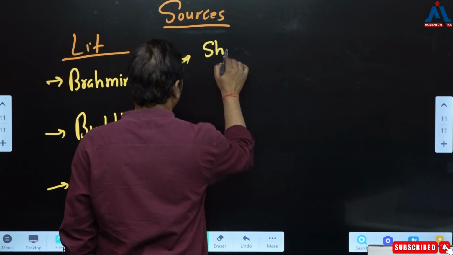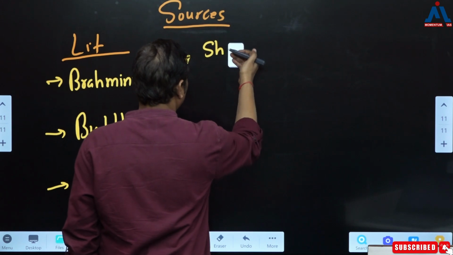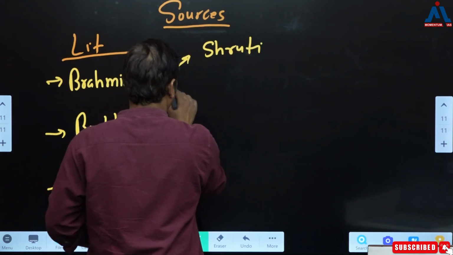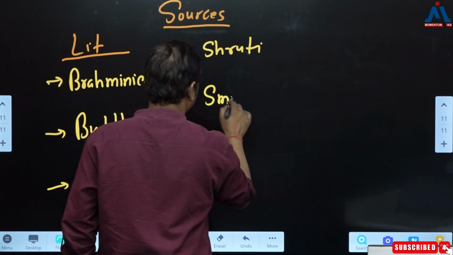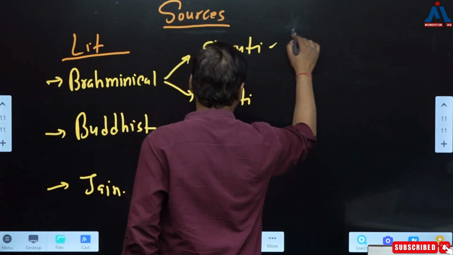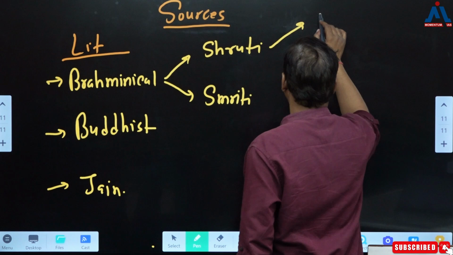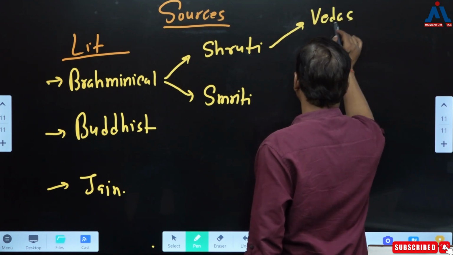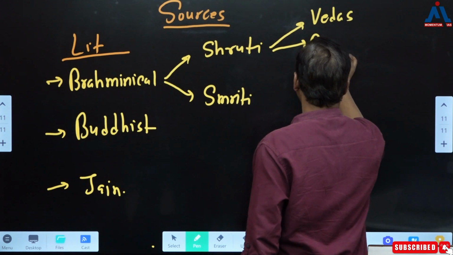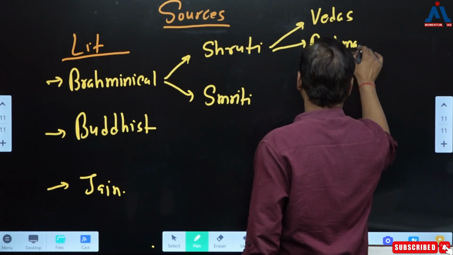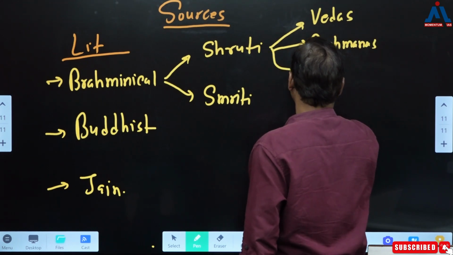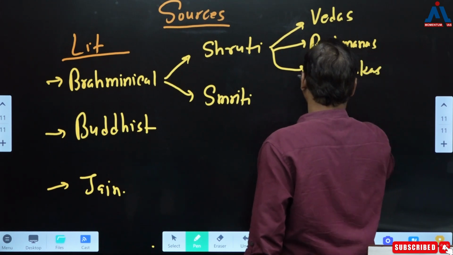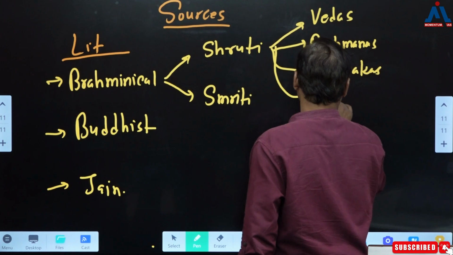When it comes to the Brahminical sources, I think the most important category among them is the Shruti literature, and then the second category is the Smriti literature. Now in the Shruti category, there are different texts. They are Vedas, Brahmanas, Puranas are not, Aranyakas, correct.